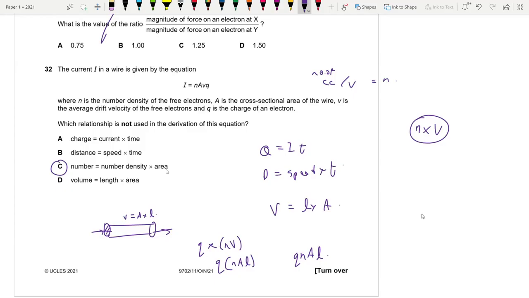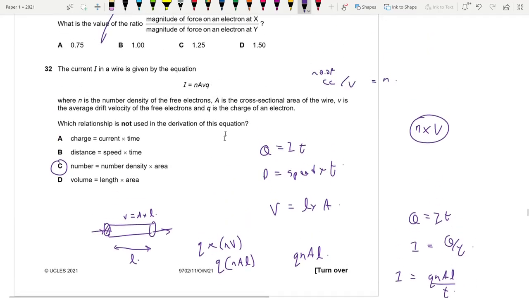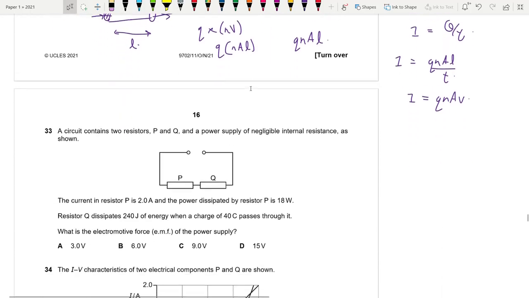right? Now we know that Q is equal to It, and I is equal to Q by t. So I is equal to QnAL by t. Now look at the distance. The distance is L. Distance by time. What does that mean? QnAv. v is the drift velocity. That's how we get it. Okay, so that's 32. 33.